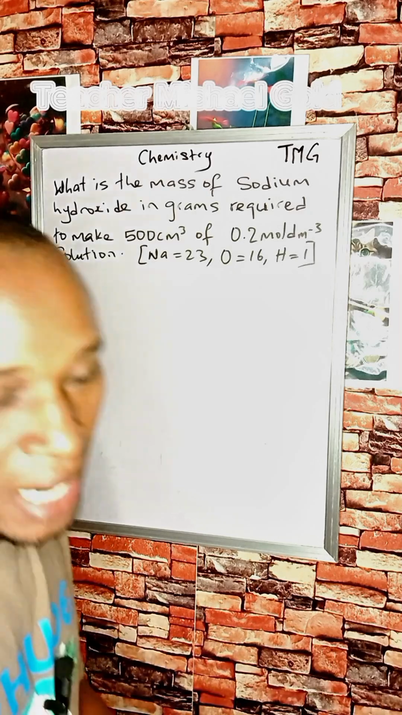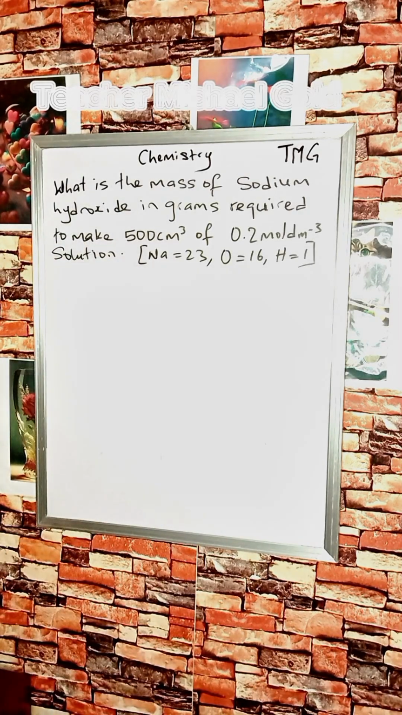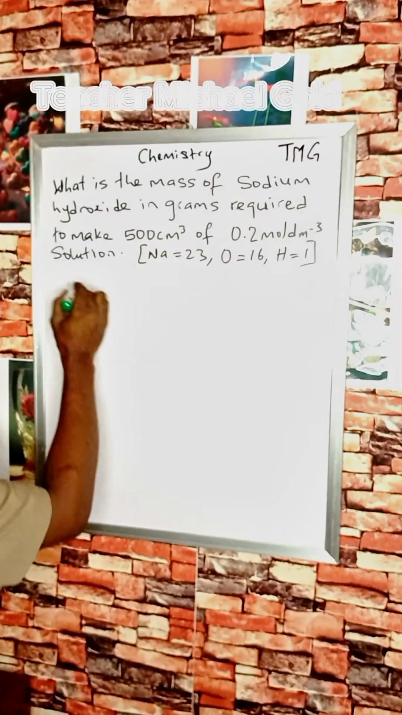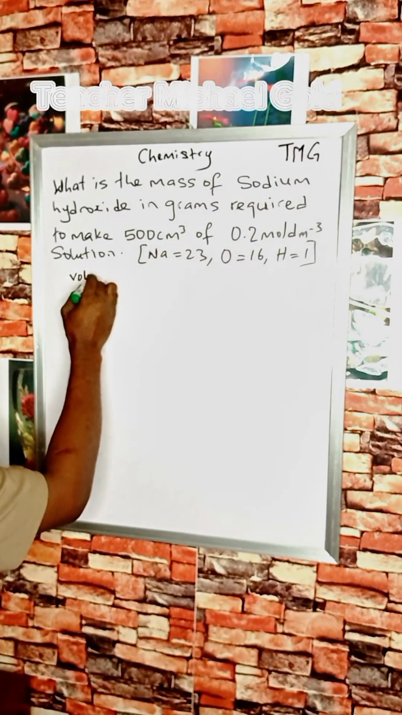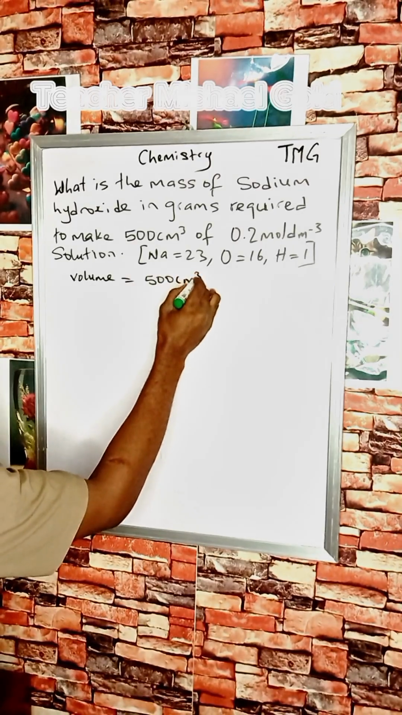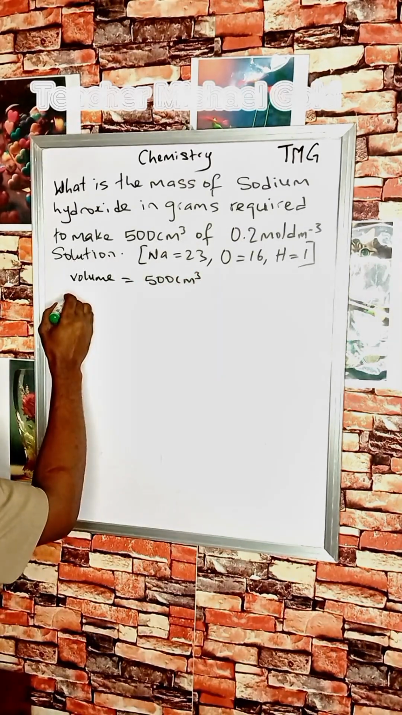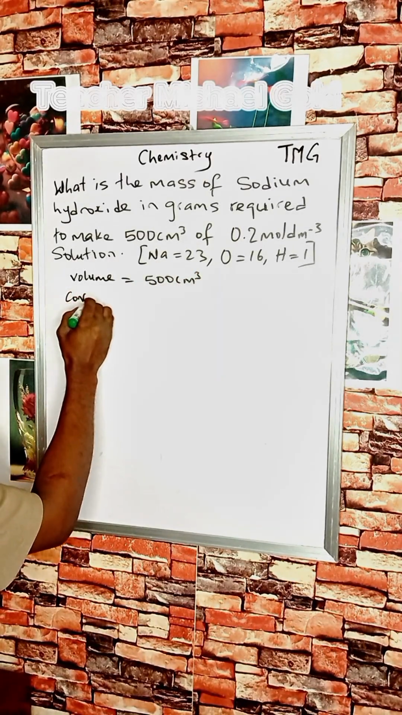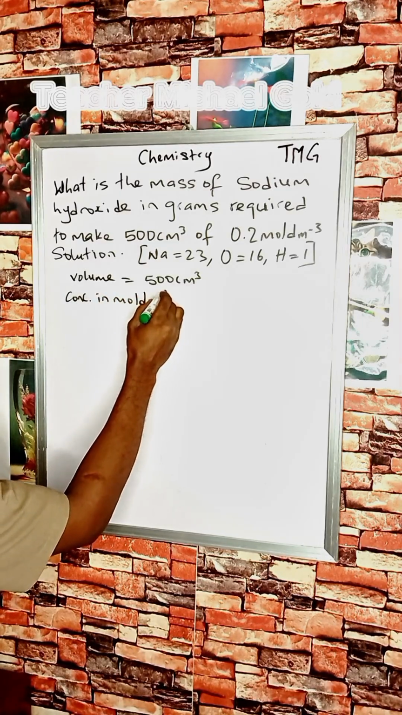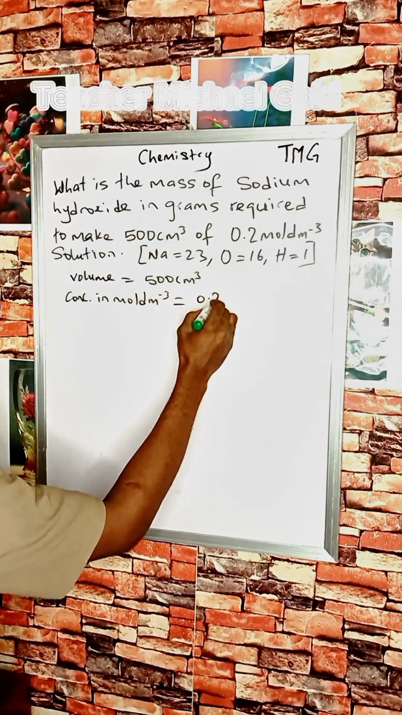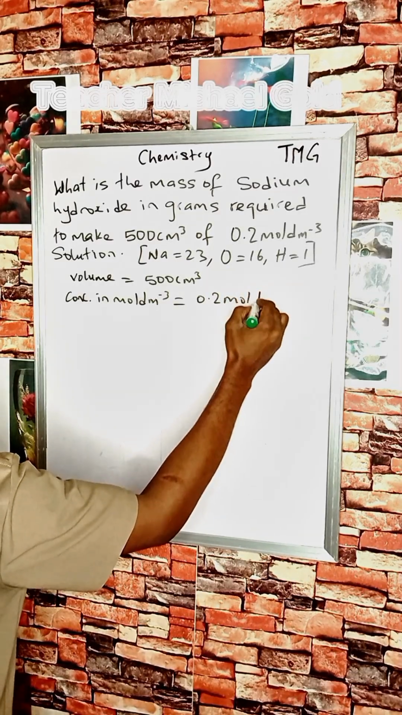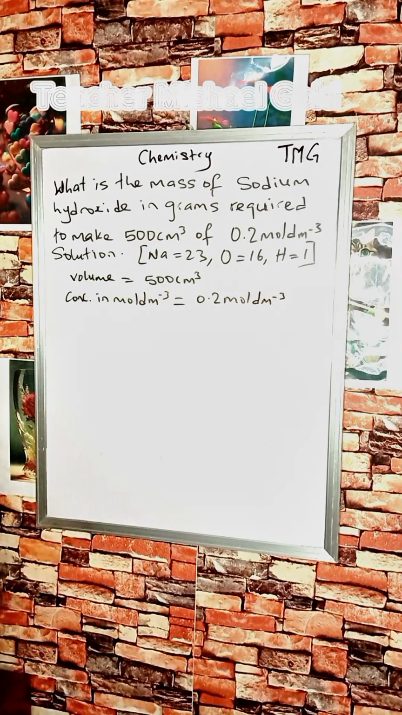But first, let's write out our parameters, those given to us to solve this question. The first parameter on our list is the given volume, which is in cm³, and the given mole concentration in mol/dm³, which is 0.2 mol/dm³.